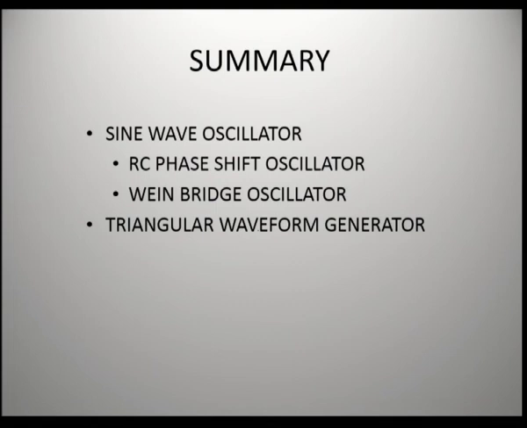And next is the triangular waveform generator. This was implemented by two different circuits. One is an astable multivibrator cascaded with an integrator, and another one is a Schmitt trigger cascaded with an integrator. The astable or Schmitt trigger circuit produces a square waveform, and if the square waveform is given as input to the integrator, it will produce a triangular waveform.